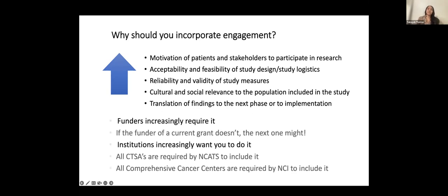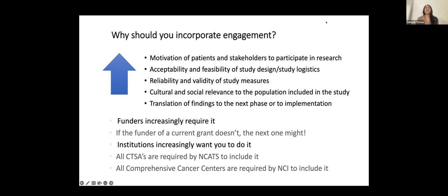Also, if we think about the carrot or the stick, some people will not do it unless they have the stick. And so funders are increasingly requiring it. Even if the funder of your current grant doesn't, the next one might. Institutions increasingly want to do it, perhaps because they realize how the perception of that institution in the community is affecting their research or the services they are able to provide, and they want to improve that. All CTSAs are required to include it. And as we mentioned early, all comprehensive cancer centers are required to include it.